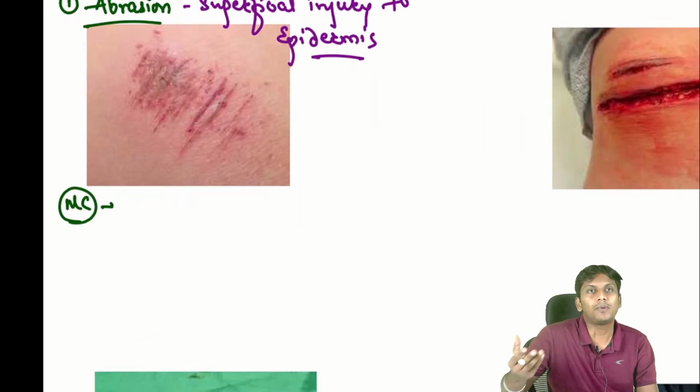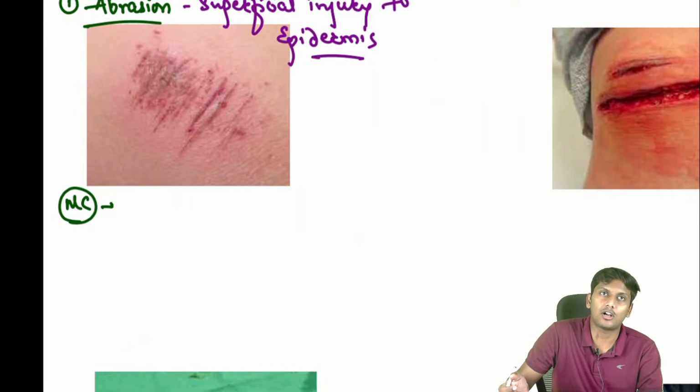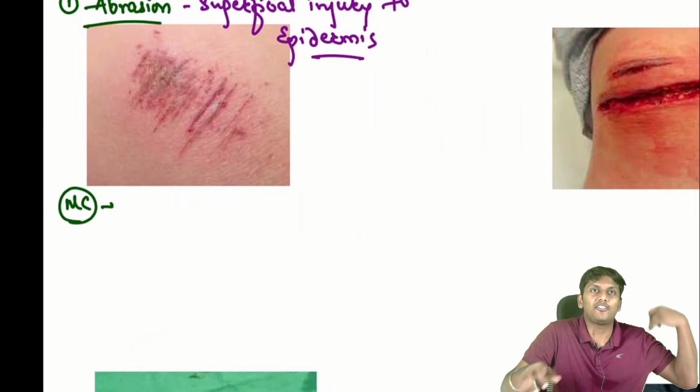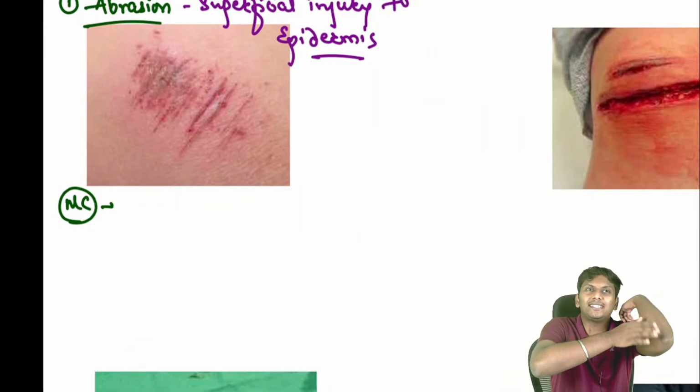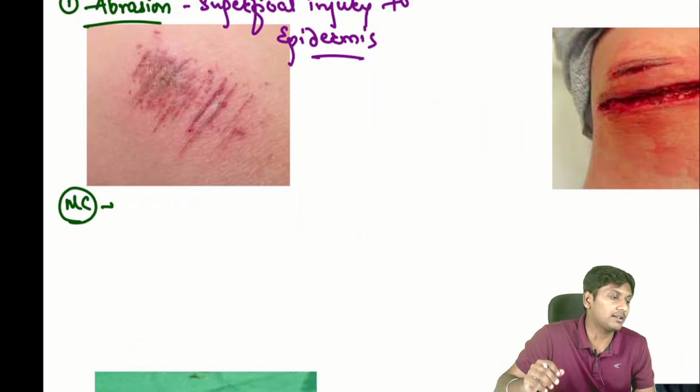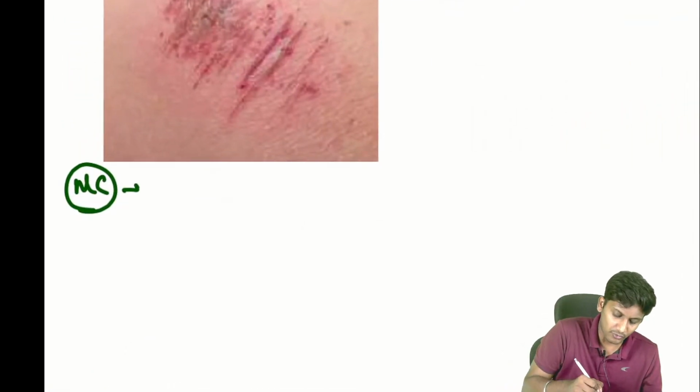I hope you might have met with a road traffic accident a lot of times, or you might have seen someone meet with a road traffic accident, and then definitely due to the friction, they are getting these kind of abrasions, these linear scratch marks. That is what is called a gravel rash, or a brush burn, or we can even call it the friction burn. That is usually seen in a patient of road traffic accident.